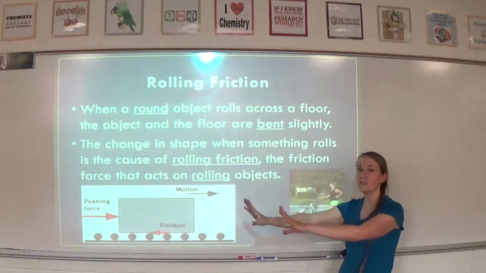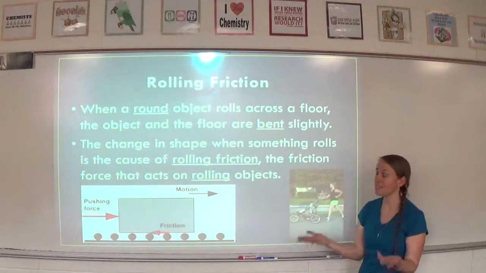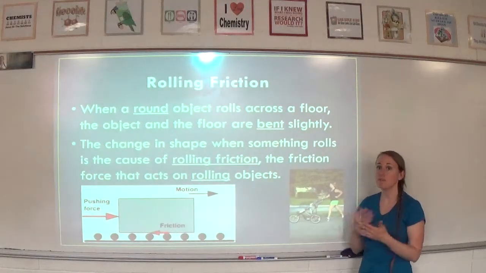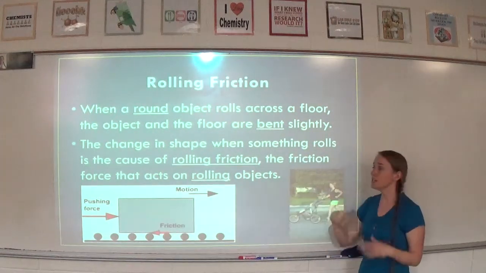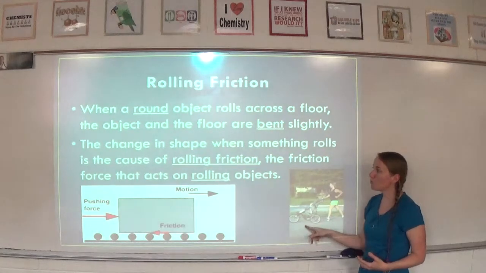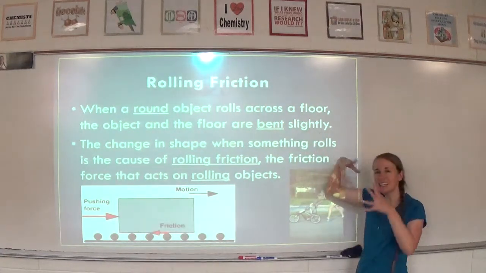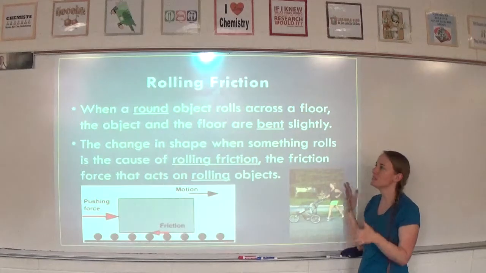All right, so even when you're rolling something, there is a little bit of friction, because if I push something on wheels, is it eventually going to stop? Yes, that's because of the friction. If there was no friction, if I pushed something on wheels, it would just go on forever. Okay, so there's obviously friction even acting on rolling objects, and that's because of that slight bent out of shape that happens as something's rolling.